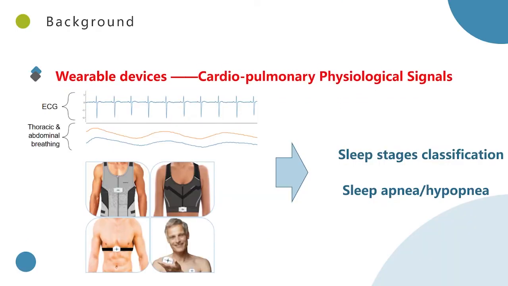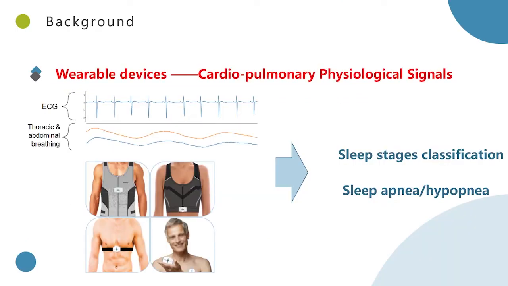To overcome the above drawbacks, researchers are searching for methods to automatically analyze sleep based on cardiopulmonary physiological signals that can be relatively easily acquired by low-cost wearable devices. Studies have shown that ECG and respiratory signals can be used for sleep stage and apnea or hypopnea event detection.